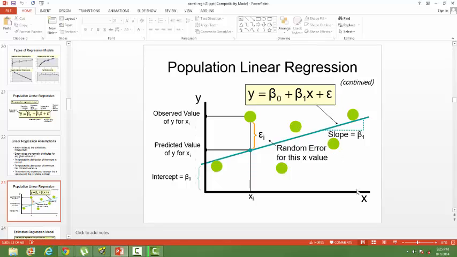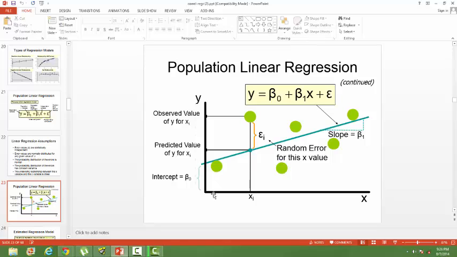So if you take the sum of all these errors, it should be close to 0. That means the final error should be very minimum. So that is the intention. We should have a straight line in such a way that the random errors, when we sum them, should be very minimum. Okay, so that's the point.